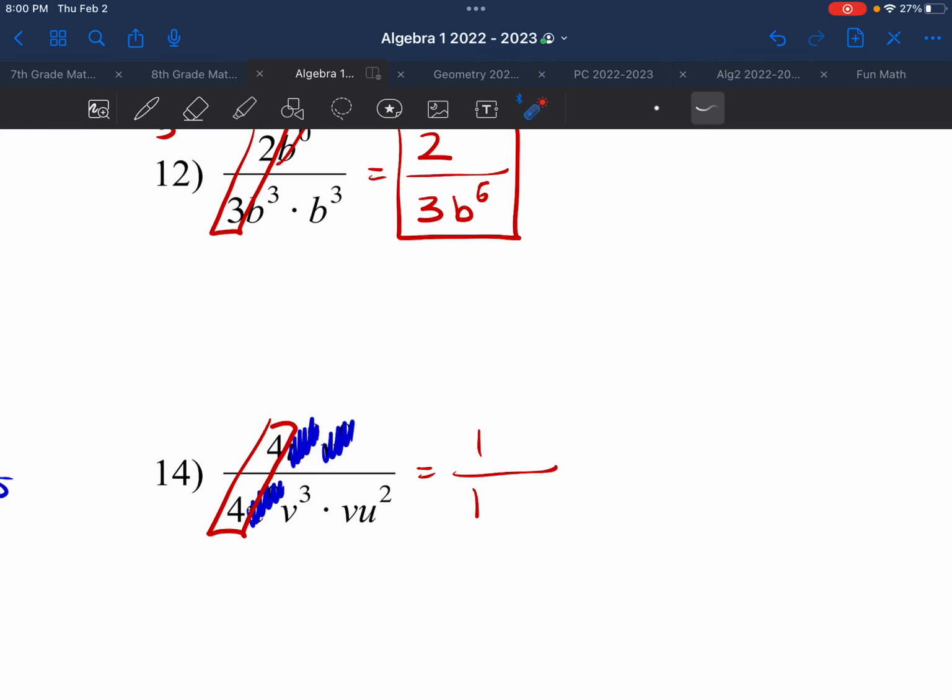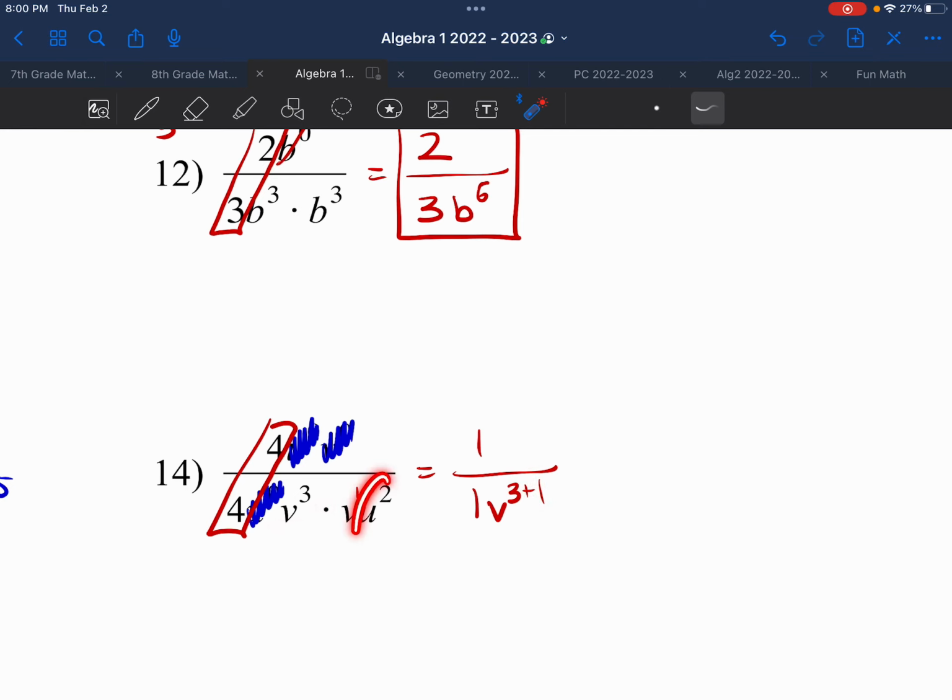All right, what about our v's? So I see v's there. Remember that this v is a power of 1 because you don't see any power. And then I have v to the power of 3 plus 1. Again, why am I adding? Because we're multiplying the same bases. Whenever you have same base and you multiply, that always means we add. All right, so 3 plus 1 done. And then those are done.